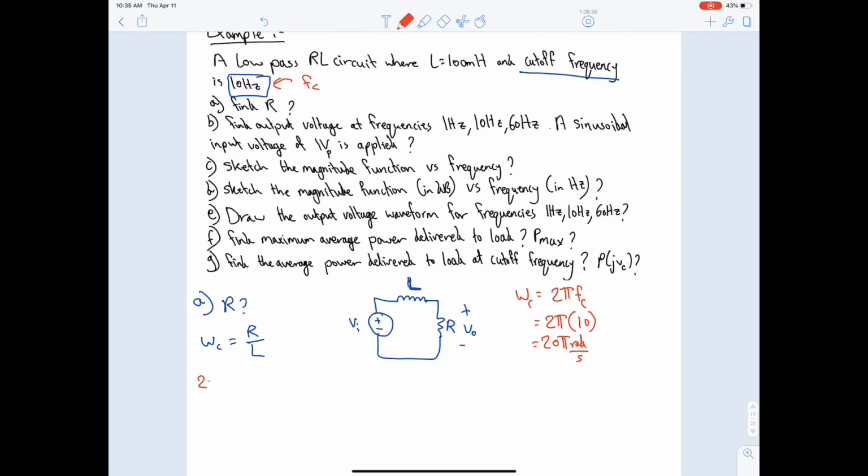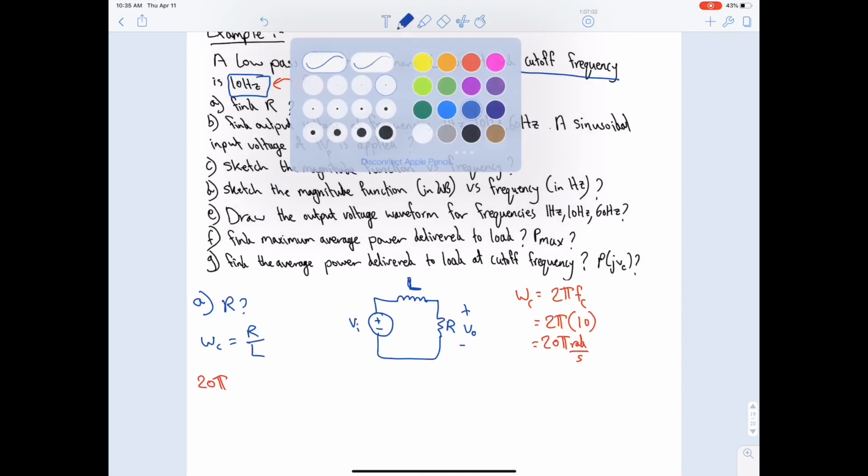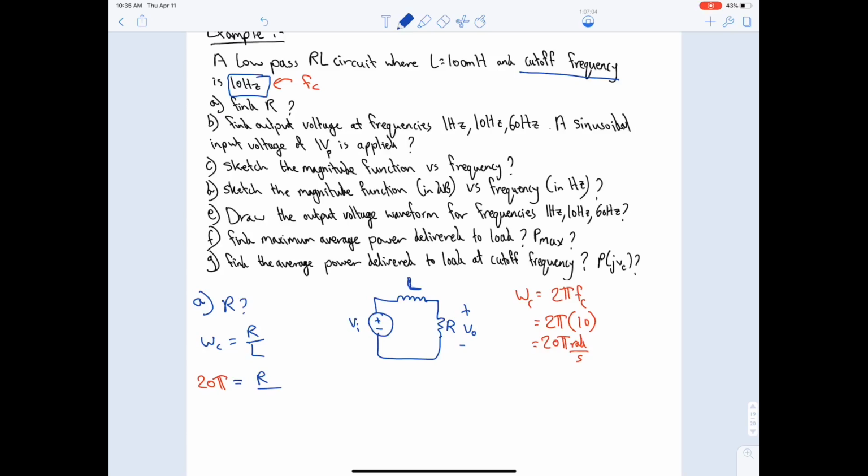Pardon me, 20 pi is equal to R, which is unknown, over 100 milli. This will give us 6.28 ohm. Okay, so that's how we find R.